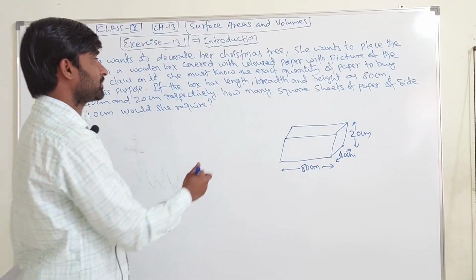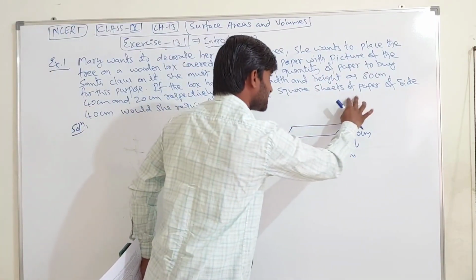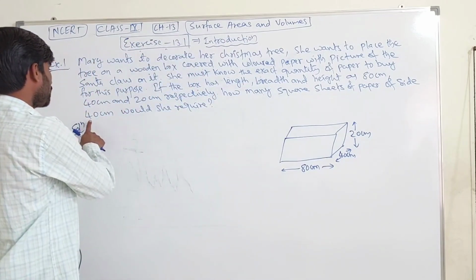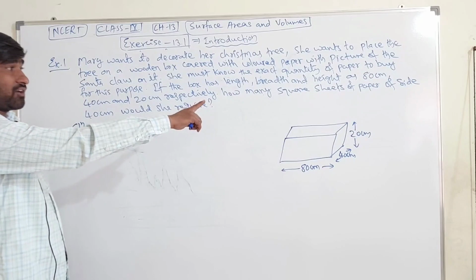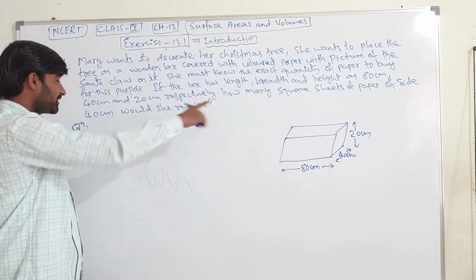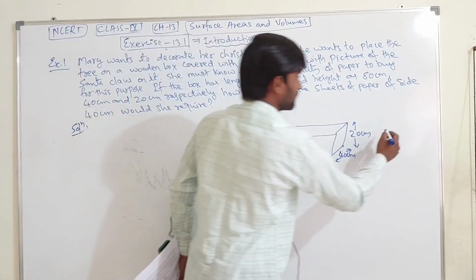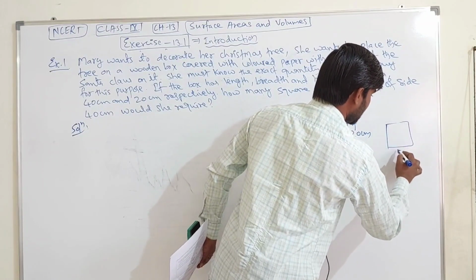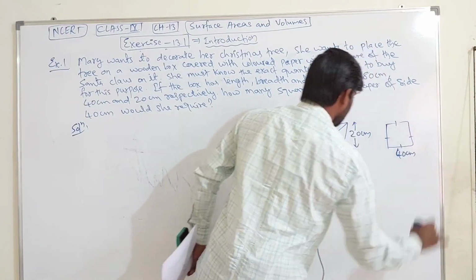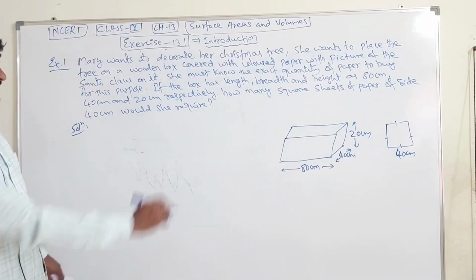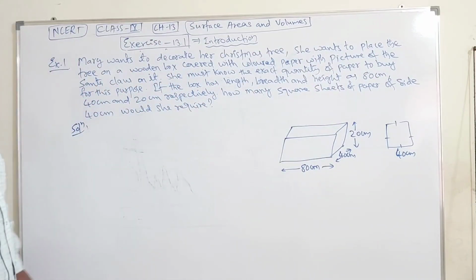Respectively, means continuously. So how many square sheets of paper of side 40 centimeter would she require? Here the paper sheet is a square sheet, and its side is given as 40 centimeter. It is a square sheet of paper. So how many square sheets of paper are required?